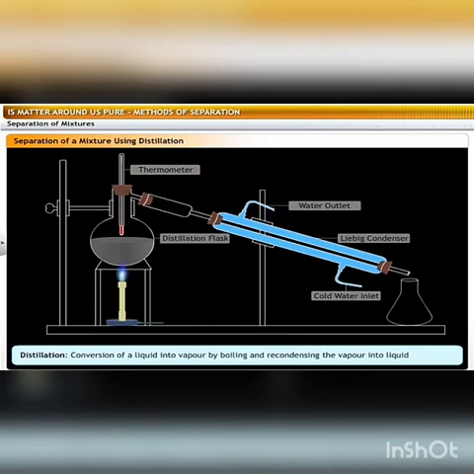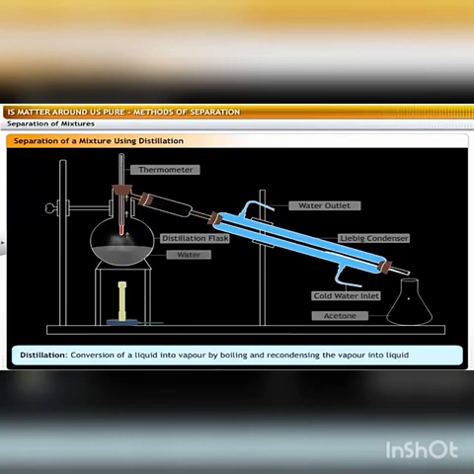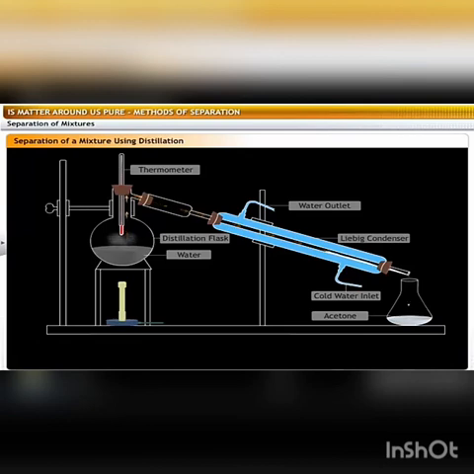Heat the mixture. You will see that the acetone, which has a lower boiling point, vaporizes first and then condenses in the condenser. It can be collected from the condenser outlet. Water gets left behind in the flask. This process of conversion of a liquid into vapor by boiling and then recondensing the vapor into liquid is called distillation. This method is used for the separation of a mixture containing 2 miscible liquids that boil without decomposing and have a large difference between their boiling points.